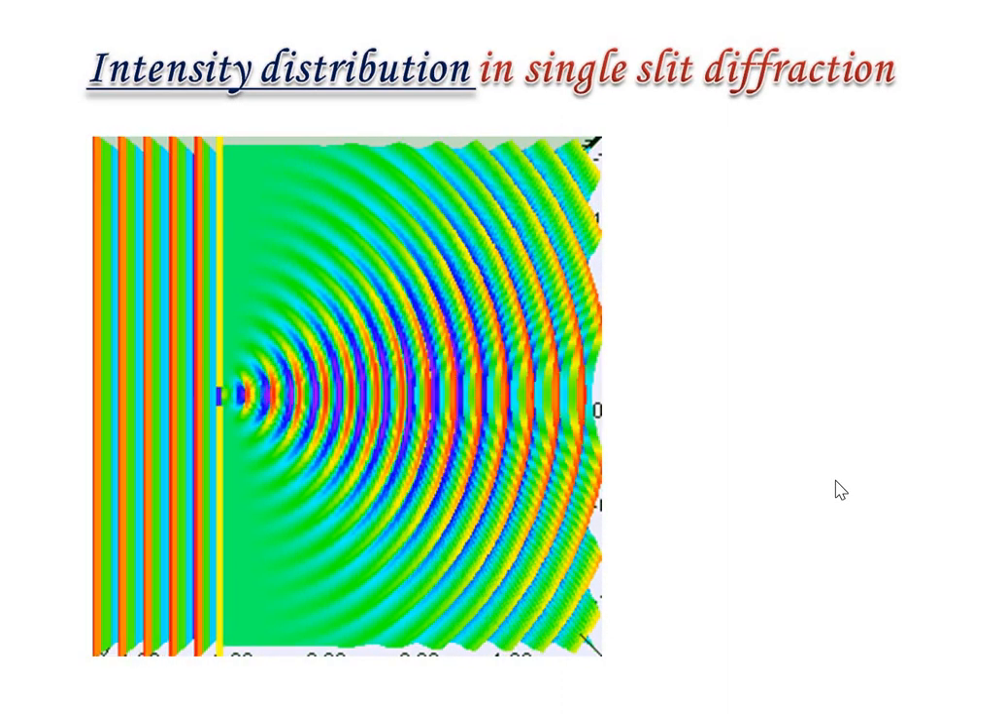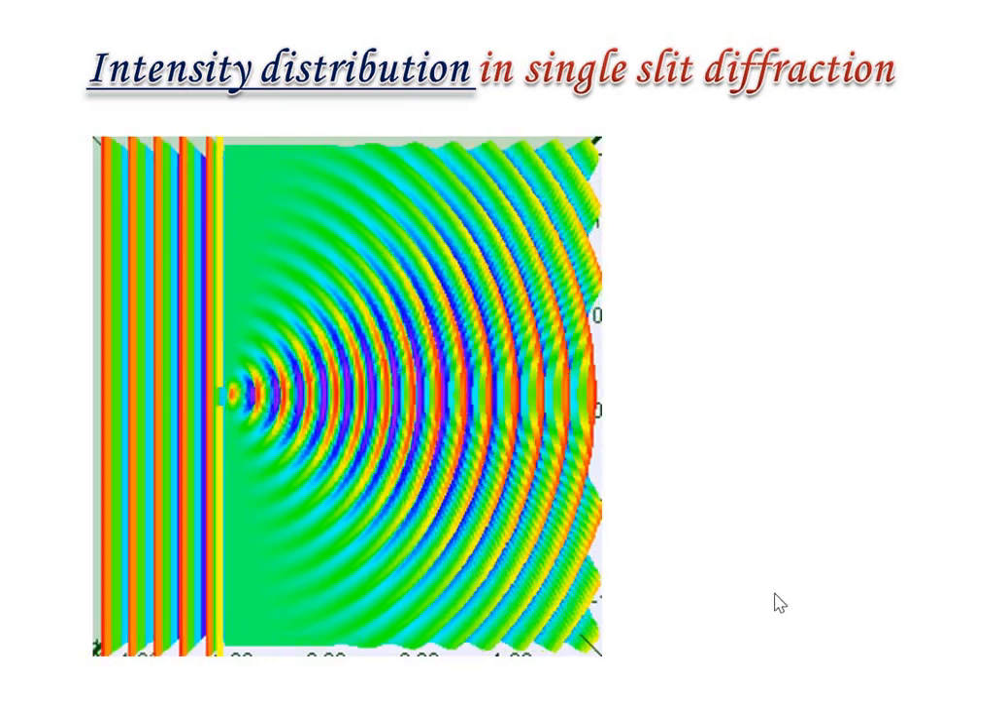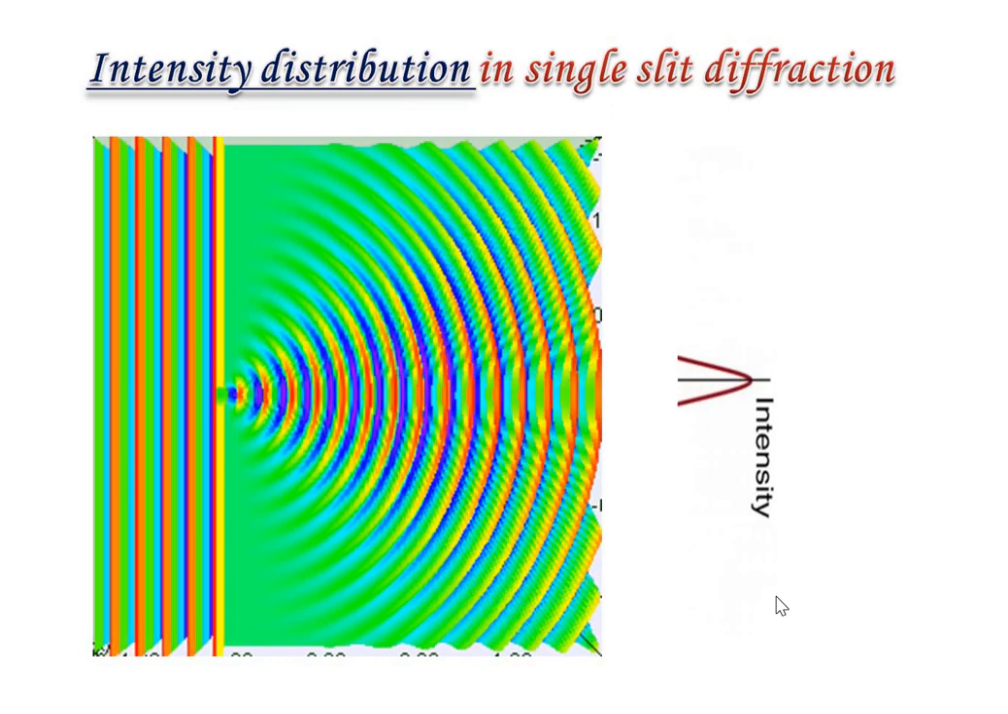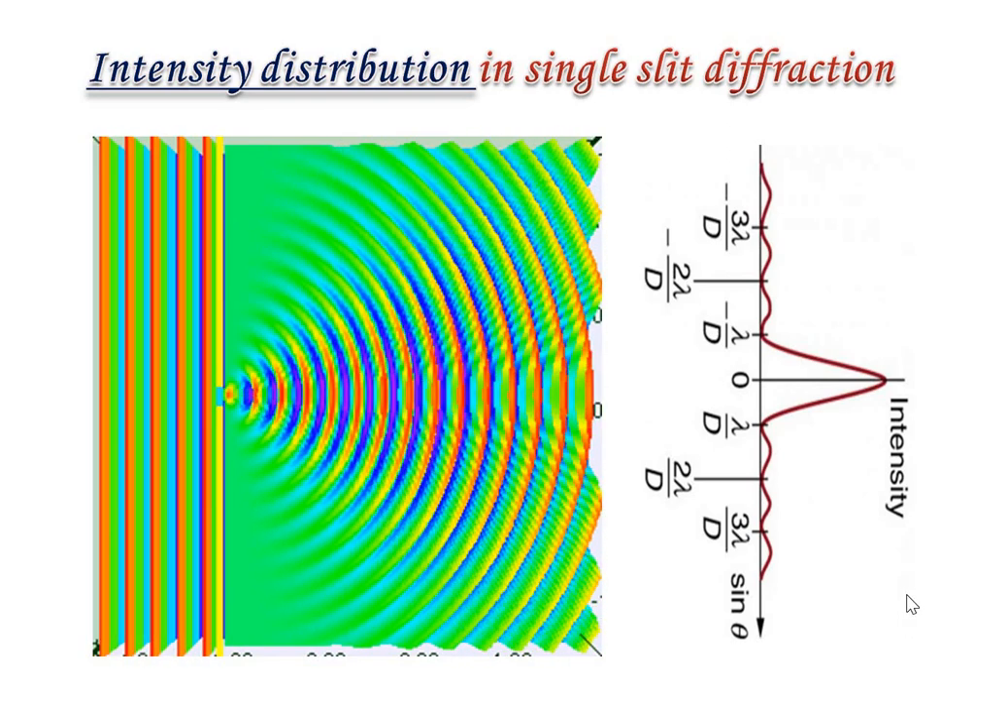Next, intensity distribution in the single slit diffraction pattern. This one is the single slit diffraction pattern and intensity distribution curve, that means simply the graph. This one is the central maxima and these are the minima points in case of single slit diffraction pattern.